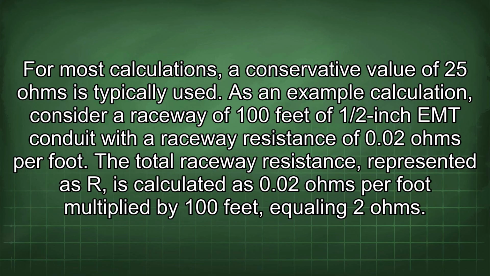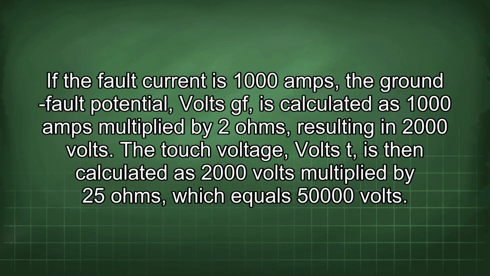As an example calculation, consider a raceway of 100 feet of 1/2 inch EMT conduit with a raceway resistance of 0.2 ohms per foot. The total raceway resistance, represented as R, is calculated as 0.2 ohms per foot multiplied by 100 feet, equaling 2 ohms. If the fault current is 1000 amps, the ground fault potential, volts GF, is calculated as 1000 amps multiplied by 2 ohms, resulting in 2000 volts. The touch voltage, volts T, is then calculated as 2000 volts multiplied by 25 ohms, which equals 50,000 volts.